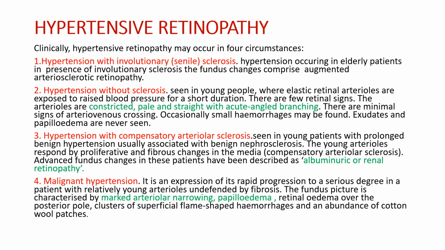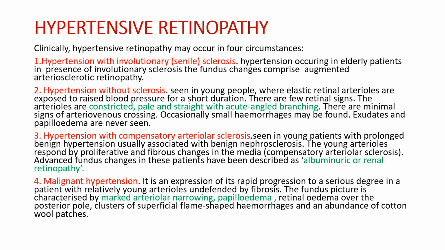Hypertension with compensatory arteriolar sclerosis. It is seen in young patients with prolonged benign hypertension, usually associated with benign nephrosclerosis. The young arterioles respond by proliferative and fibrous changes in the media, which happens inside the blood vessel. So, compensatory arteriolar sclerosis. Advanced fundus changes in these patients have been described as albuminuric or renal retinopathy.